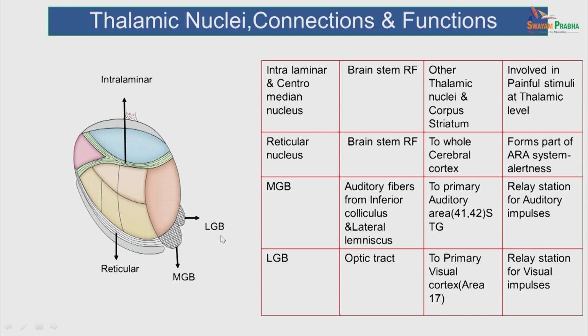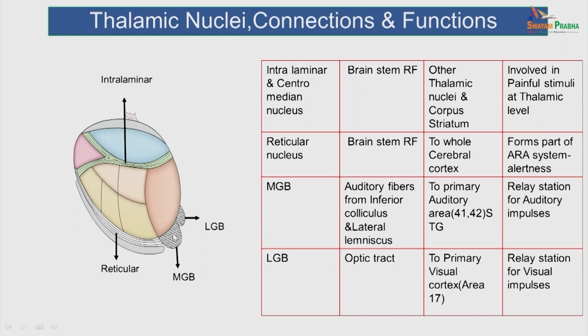Then the reticular nucleus, which is present in the extramedullary lamina on the lateral aspect of the thalamus. It also receives afferents from the brainstem reticular formation, and it sends efferents to the whole of the cerebral cortex. So, it forms a part of the ascending reticular activating system, and the alertness of the person to the environment is managed by this nucleus through the reticular formation.